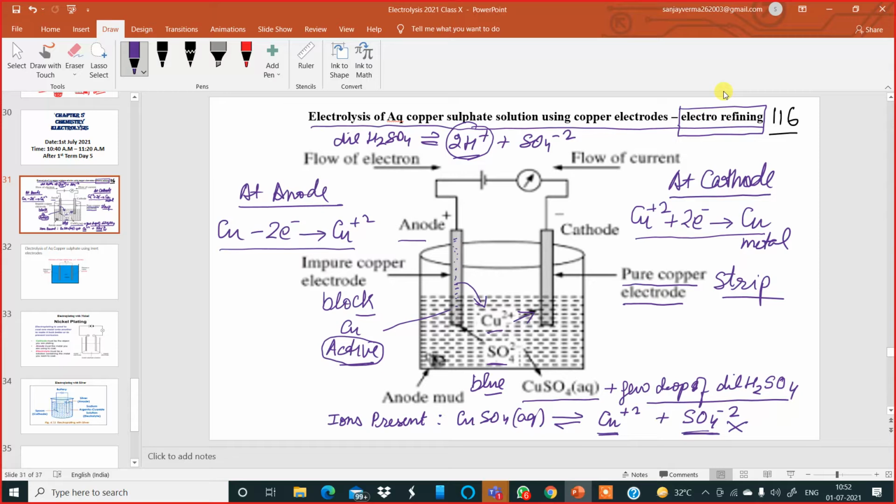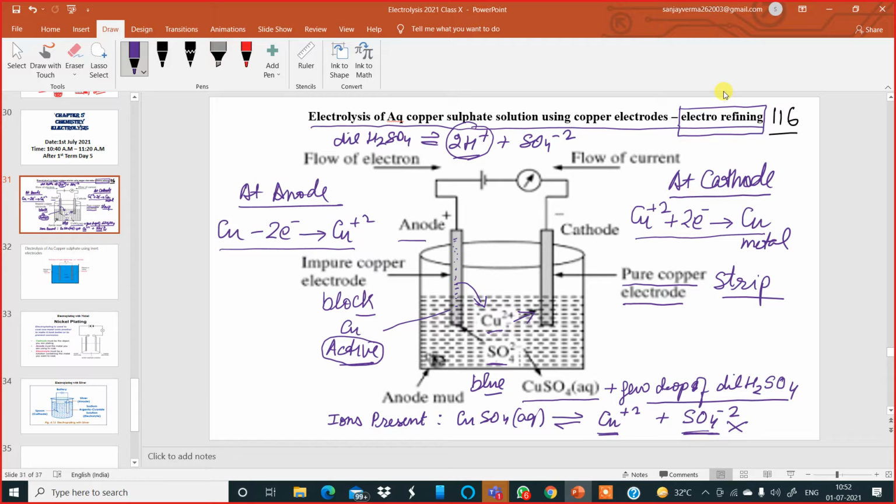Sir, where is this used? Which one? This experiment. This experiment is used to electro refine copper metal.